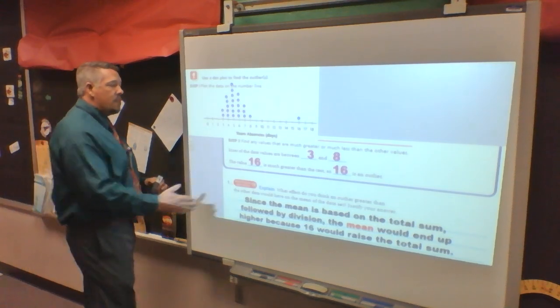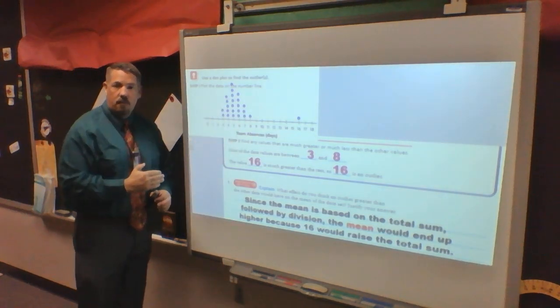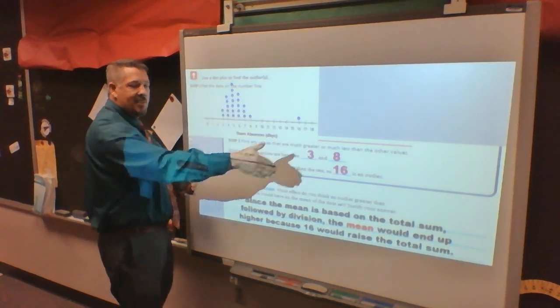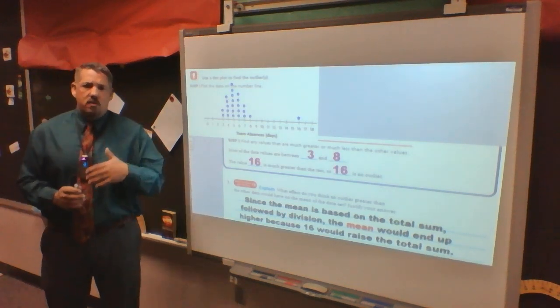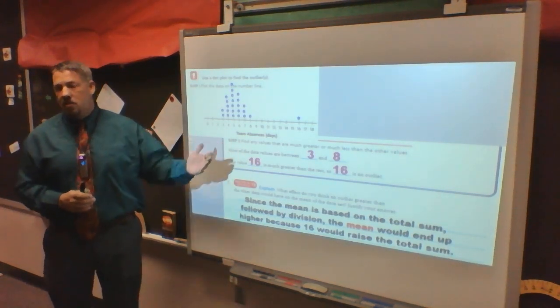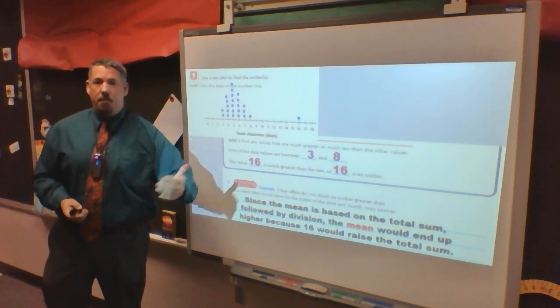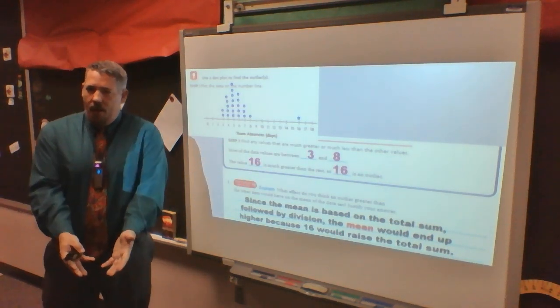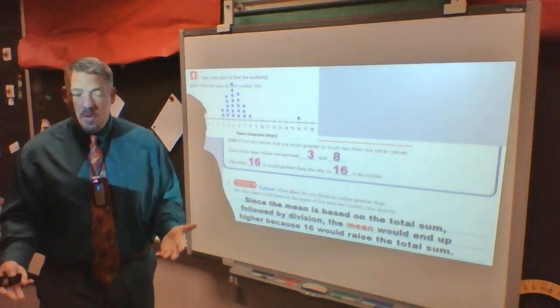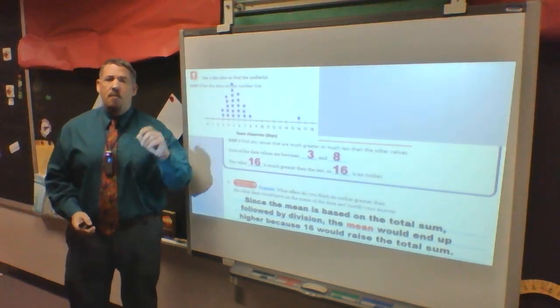Meaning that if all of this information is less than 10, and then I suddenly added a 16 to it, my value is going to be higher than your average number would be in the group. So I know that my mean overall has to be higher. Can I prove that? Can I justify that? Sure I can. I can do 2 math problems.